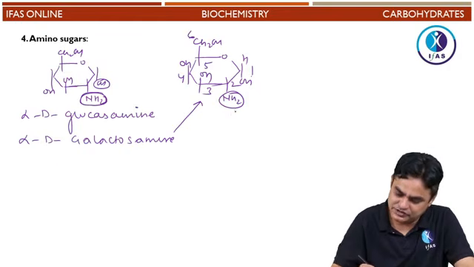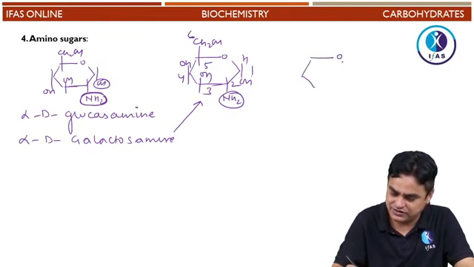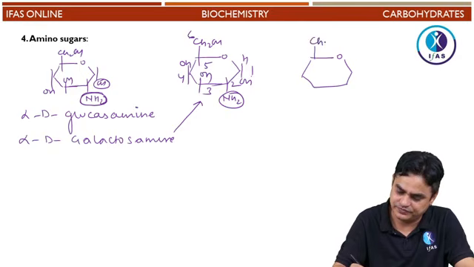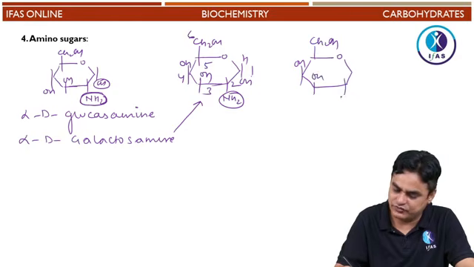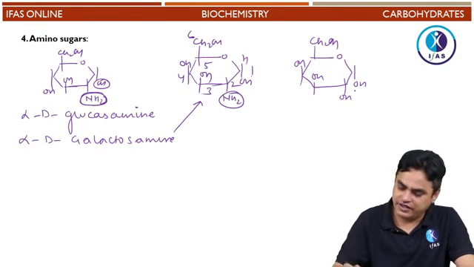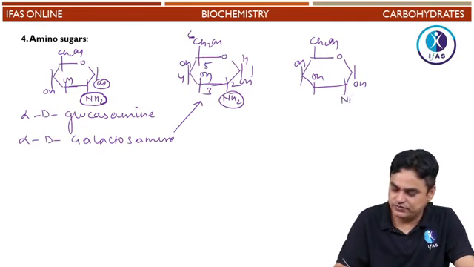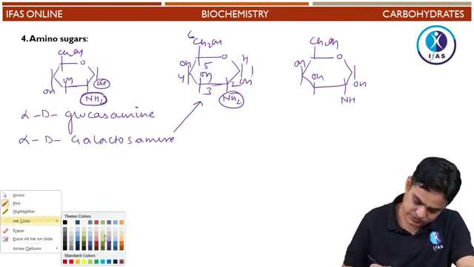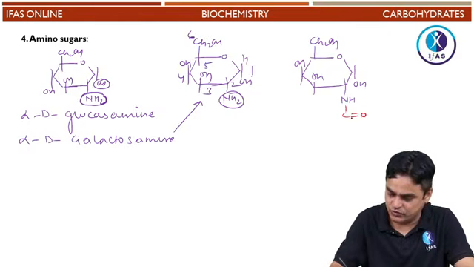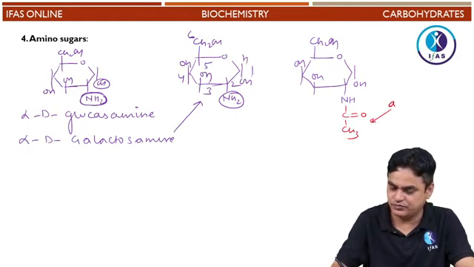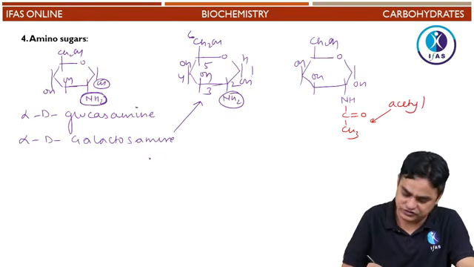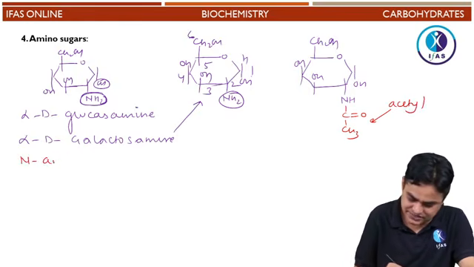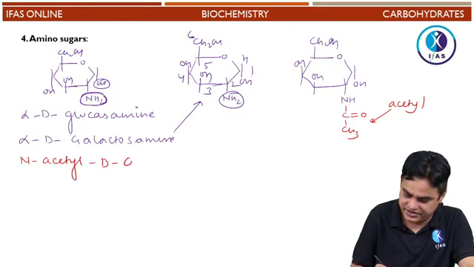Similarly, at this place you can have an acetyl group as well. Let's say this is the structure of galactose, alpha D-galactose. At this place, if you put an NH2 group, it becomes galactosamine. If you further add an acetyl group to this, acetyl group is C double bond O CH3. This is an acetyl group. Then you will say that now it is the structure of N-acetyl D-galactosamine.